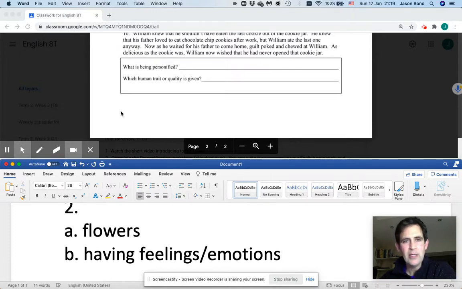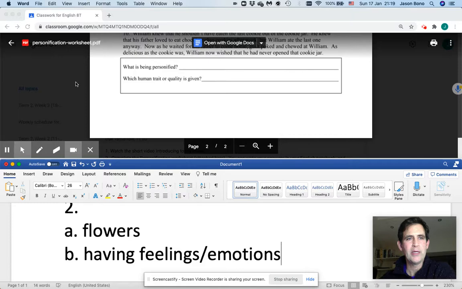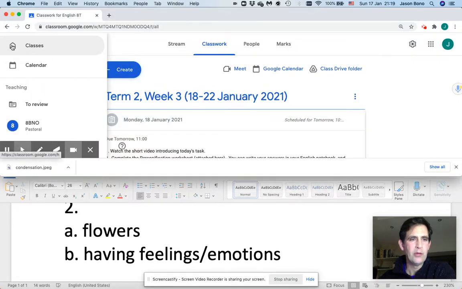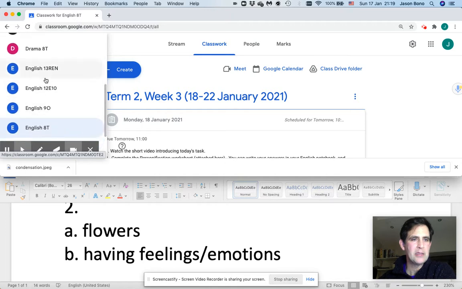But 8T, you're going to start right here tomorrow and follow the instructions here for the next step, which you don't have to do for today's assignment, but you'll come back to this tomorrow. So I'm going to jump out of this document and go over to my 8E class.